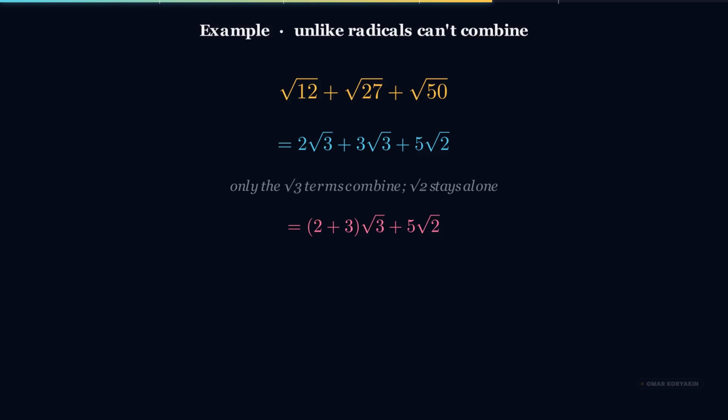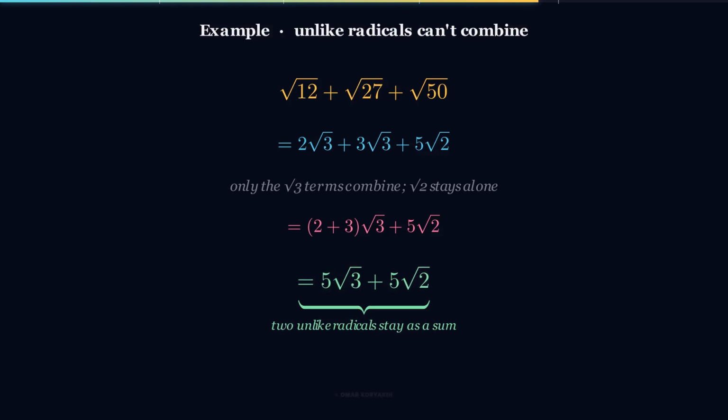Identify like radicals. The first two are both multiples of root 3. Combine them. The last is a multiple of root 2 and stays separate. 2 plus 3 equals 5, so the root 3 terms combine to 5 root 3. The simplified expression is 5 root 3 plus 5 root 2. Two unlike radicals cannot be combined into a single radical. The answer stays as a sum. That is the canonical form. Simplify each radical, combine like ones, and stop.